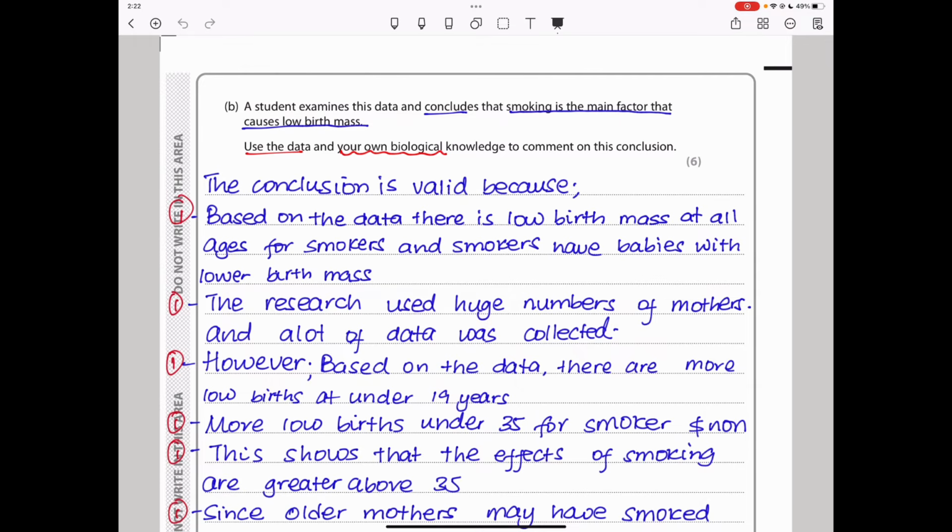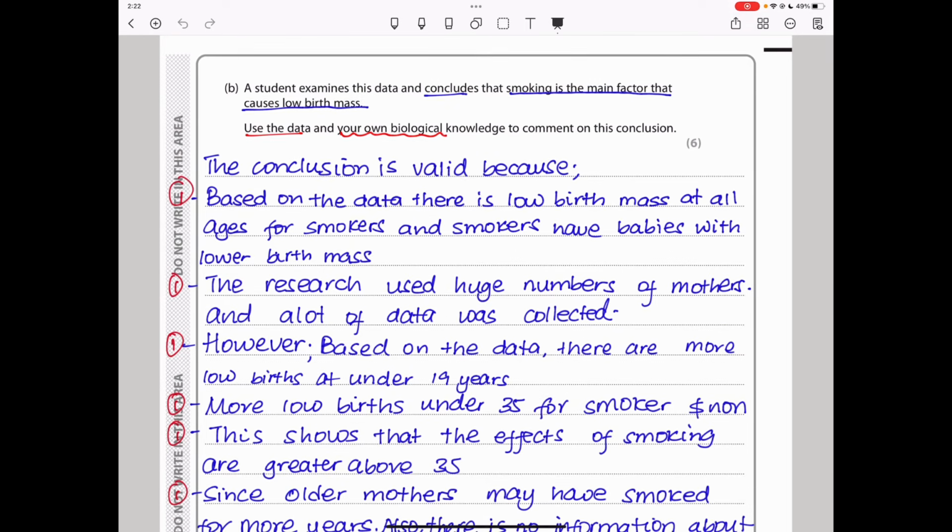So I said, based on the data, the conclusion is valid. It means smoking is the main factor that causes low birth mass. Based on the data, there is low birth mass at all ages for smokers, and smokers have babies with low birth mass. So if you compare, there is going to be a low birth mass for people who smoke from the table. And then I say the research used huge numbers of mothers, I think you saw from the table, and a lot of data was collected. So using huge numbers of mothers and collecting a lot of data makes the results more believable. It means repeats were carried out or everything was carried out appropriately, and the data can be believable.